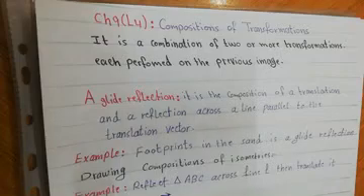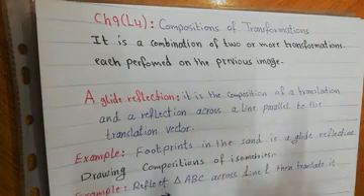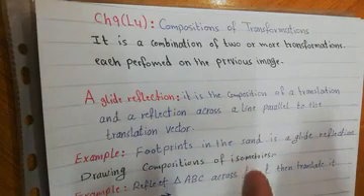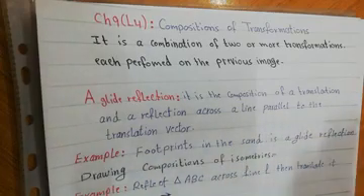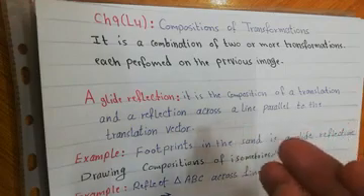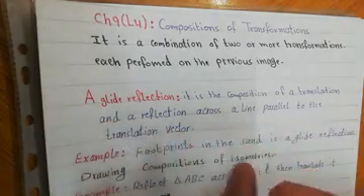Hello everybody, today we will talk about compositions of transformations. It is a combination of two or more transformations, each performed on the previous image.